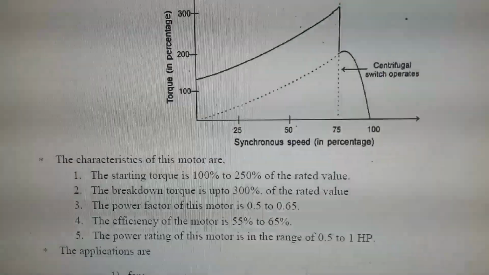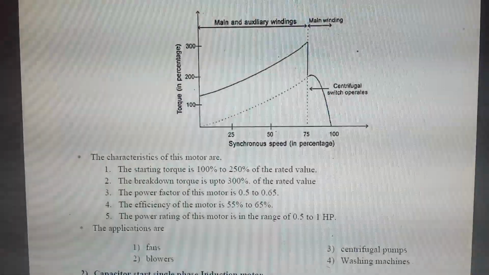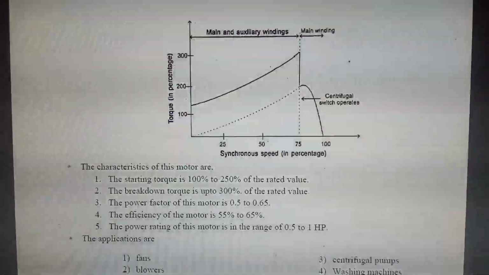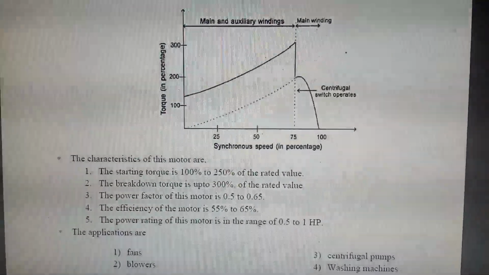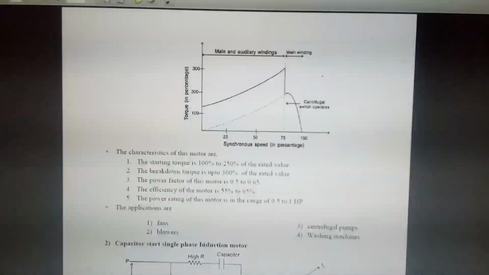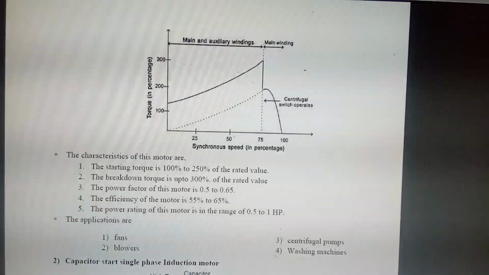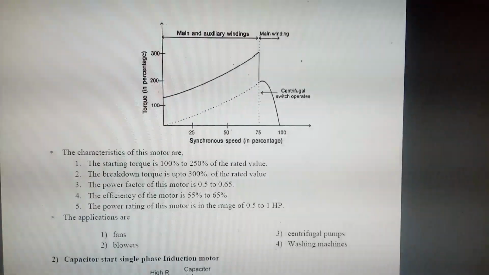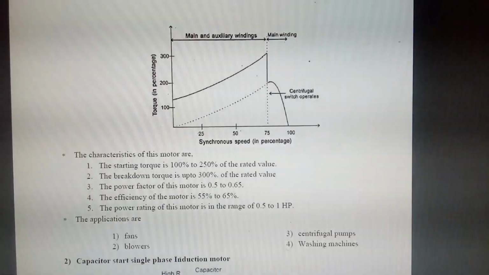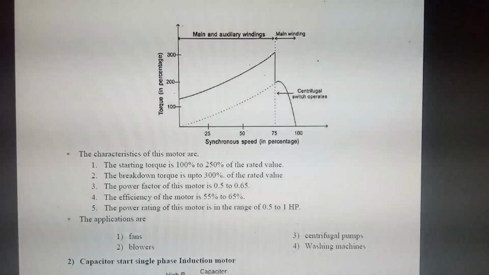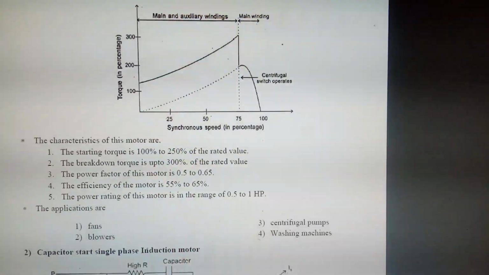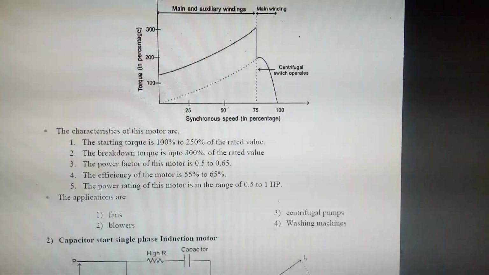The characteristics of this motor are: starting torque is 100 to 250 percent of rated value. Breakdown torque is up to 300 percent of rated value. Power factor of this motor is 0.5 to 0.65. Efficiency of the motor is 55 to 65 percent. The power rating is in the range of 0.5 to 1 HP, because it is a fractional kilowatt machine. Applications are fans, blowers, centrifugal pumps, and washing machines.